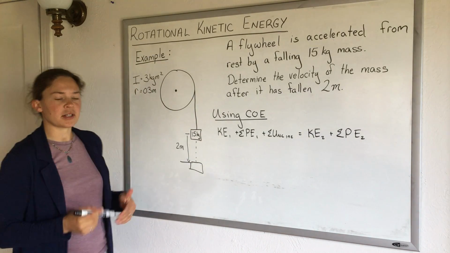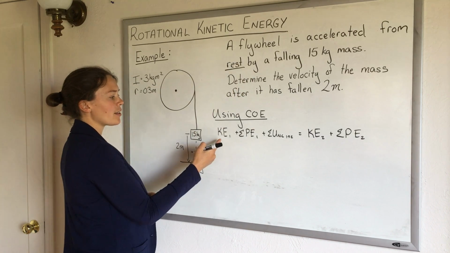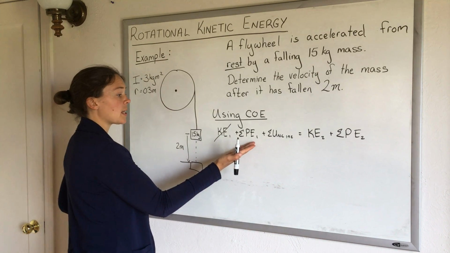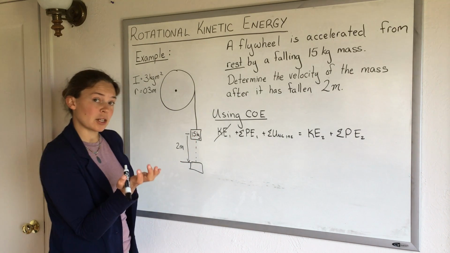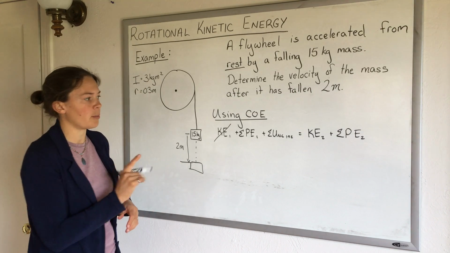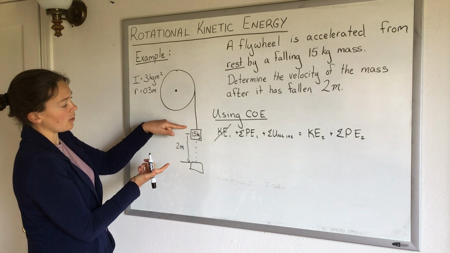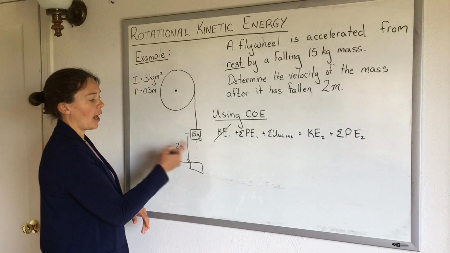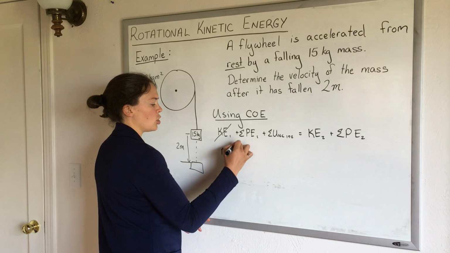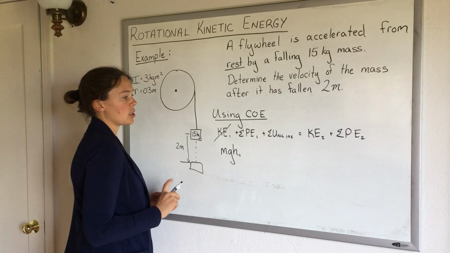And so now I'm going to step through this and see what I have. Initially it says it starts at rest, which means there's no initial kinetic energy. I don't need to worry about that. Initial potential energy could either be elastic potential energy from springs or other deformed objects, which I don't have here, or gravitational potential energy. And because this 15 kilogram mass is falling, I'm going to have initial potential energy from this mass. So I'm going to have mgh. And that's all my potential energies.